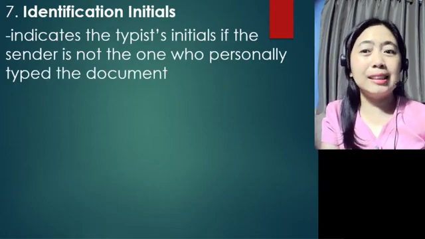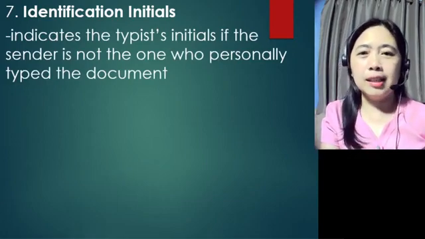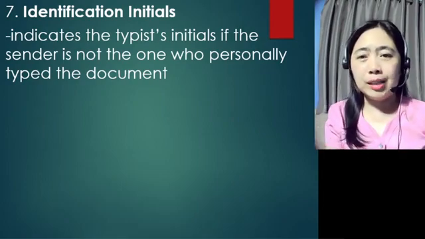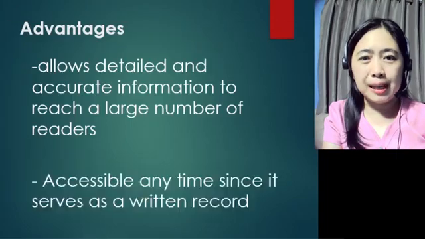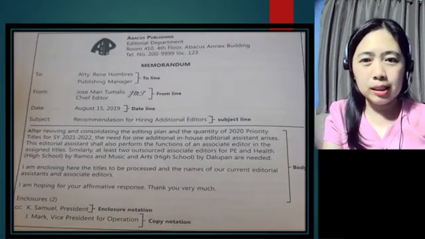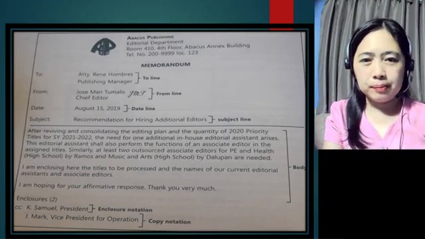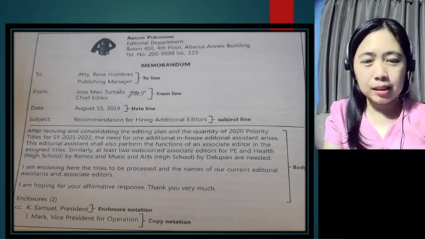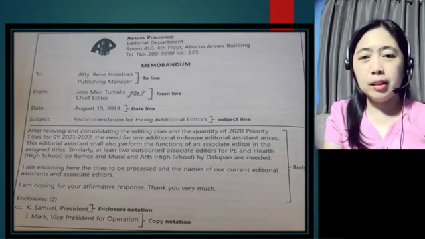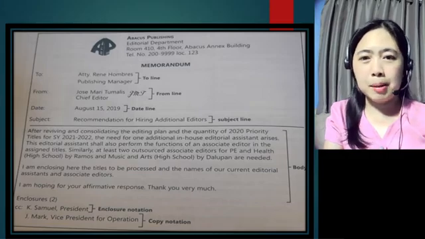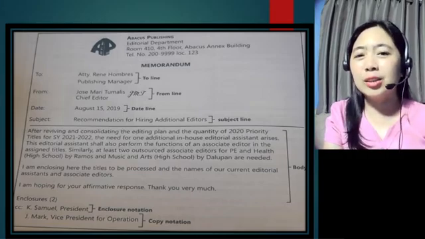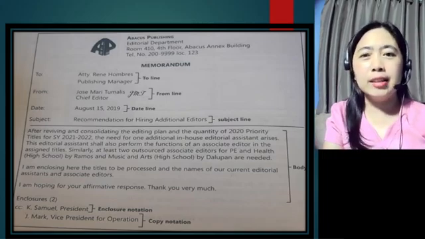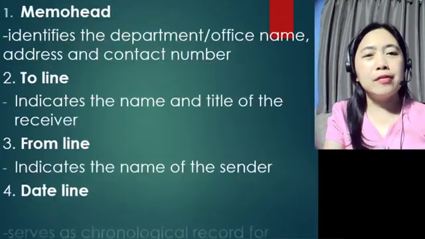Identification initials indicate the typist's initials if the sender is not the one who personally typed the document. So you need to have the initials. I'll show you an example of the initials. This one is JMJ. JMJ stands for Jose Marie Tumales, the chief editor. So the chief editor is the one who wrote the memo, but the message isn't actually coming from him. There must be someone higher than him who told him to have that memo.